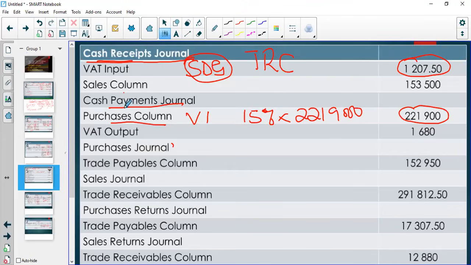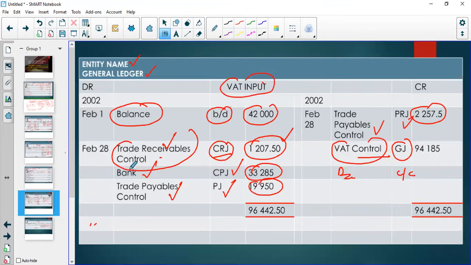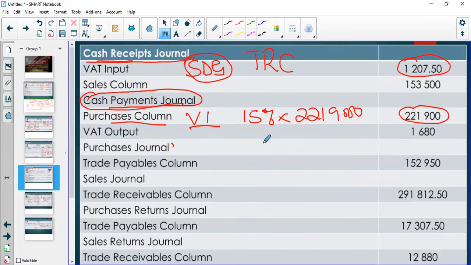We need to know the description. The description is cash payments journal. We are making a payment, right? So we credit the bank, we debit purchases, we debit VAT input. So we're going to come and say bank here, right? From the cash payments journal, then that amount, whatever amount you get. Then we come here, purchases journal, trade payables column is inclusive. It's VAT input inclusive. So 15/115 multiplied by that.